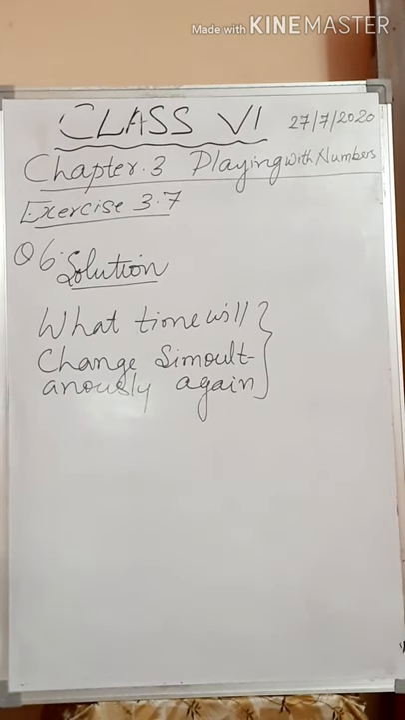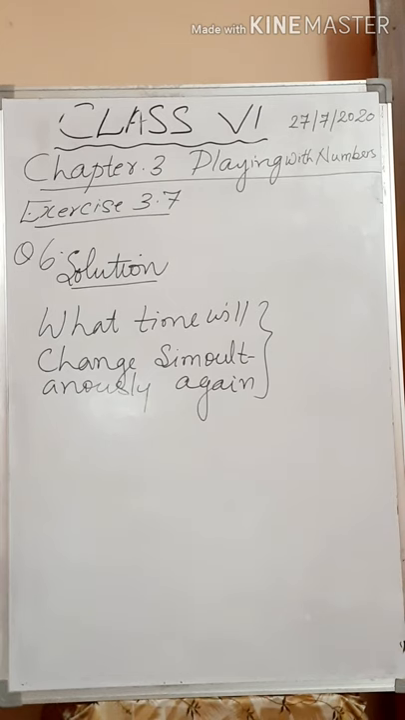Yes, children, I hope you read the question. Again, I am explaining that question. The traffic lights at 3 different road crossings change after every 48 seconds in the first road crossing, 72 seconds in the second one, and 108 seconds in the third one, respectively. If they change simultaneously at 7 a.m., these three lights are changing simultaneously. Then they are asking, at what time will they change simultaneously again?